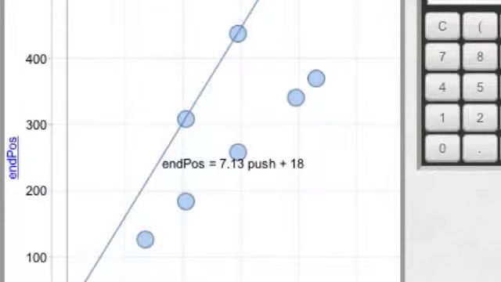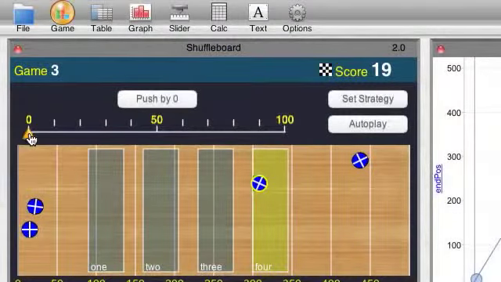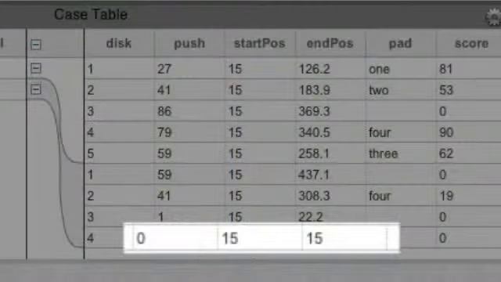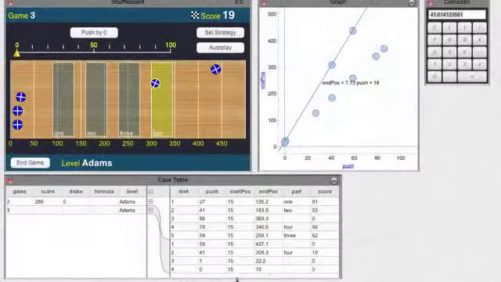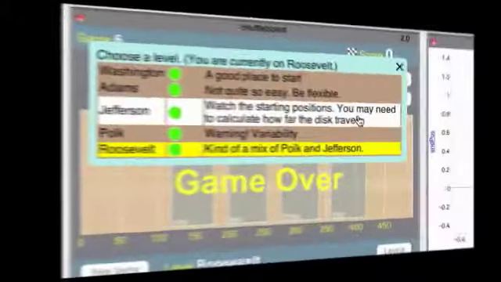What does it mean? To get students to think about the intercept, you might ask, where would this disk end up if you pushed it 0? And in this game, they can actually try that. That amount of modeling will get students through the Adams level. In fact, unlocking Jefferson is a good goal for an algebra class.